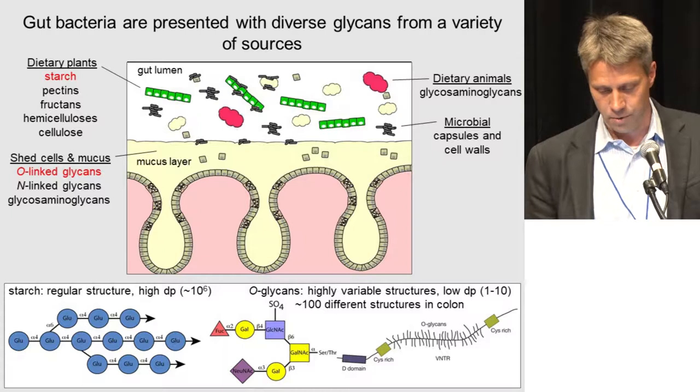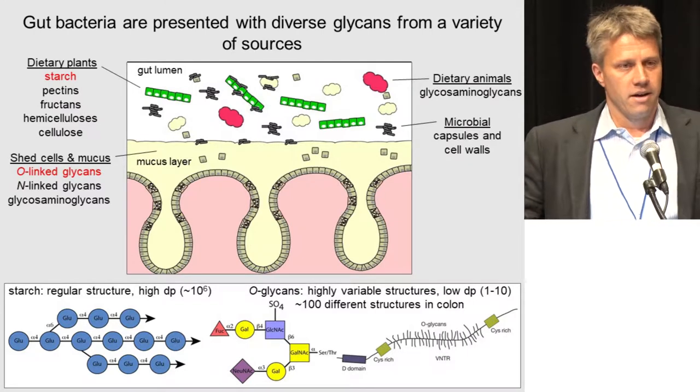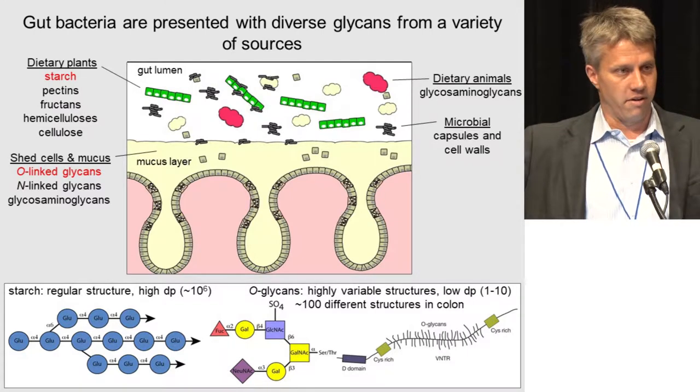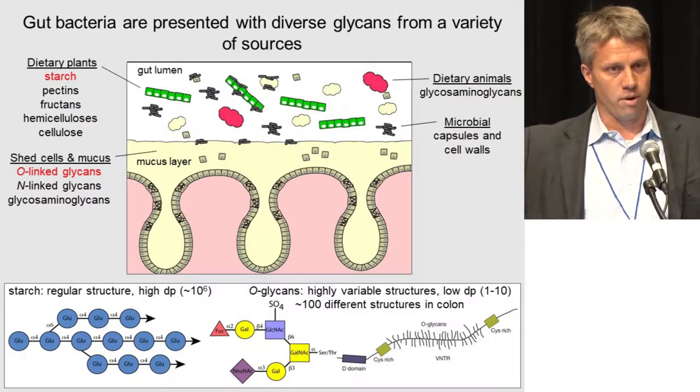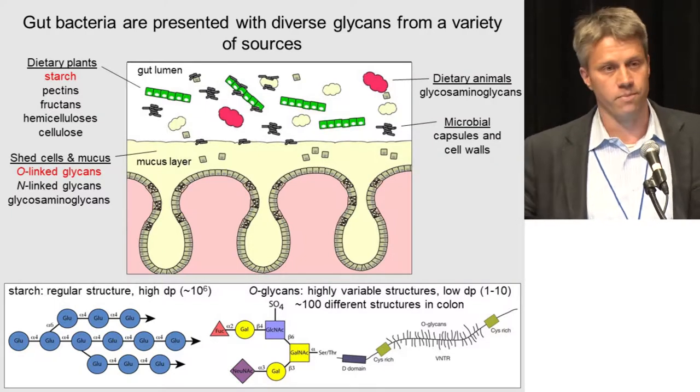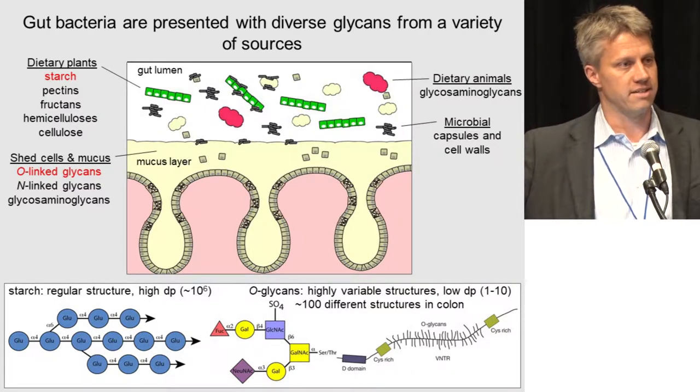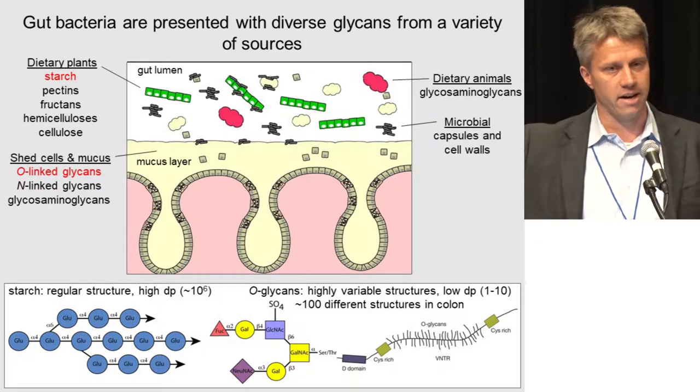It's produced and secreted by goblet cells, which are schematized down here in this tissue schematic. A single monomer of the mucus glycoprotein that builds the barrier in the gut is a 1.5 million Dalton molecule composed of about 5,000 amino acids with about 80% carbohydrate added onto it.